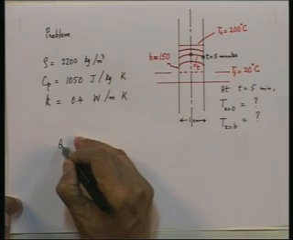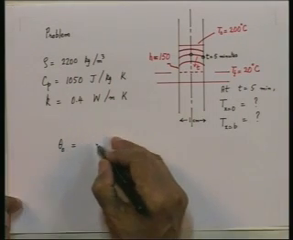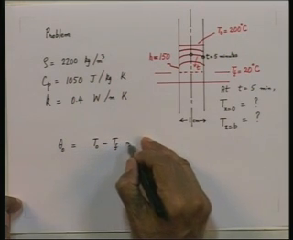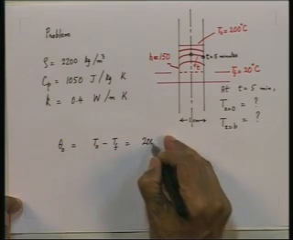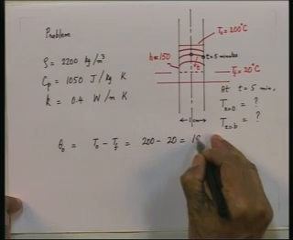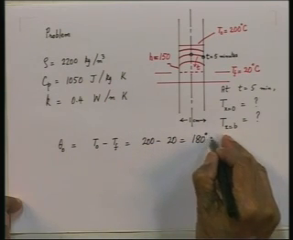Okay. Now, first of all, what is theta 0? Theta 0 is equal to T 0 minus T f, it is equal to 200 minus 20, equal to 180 degrees centigrade.